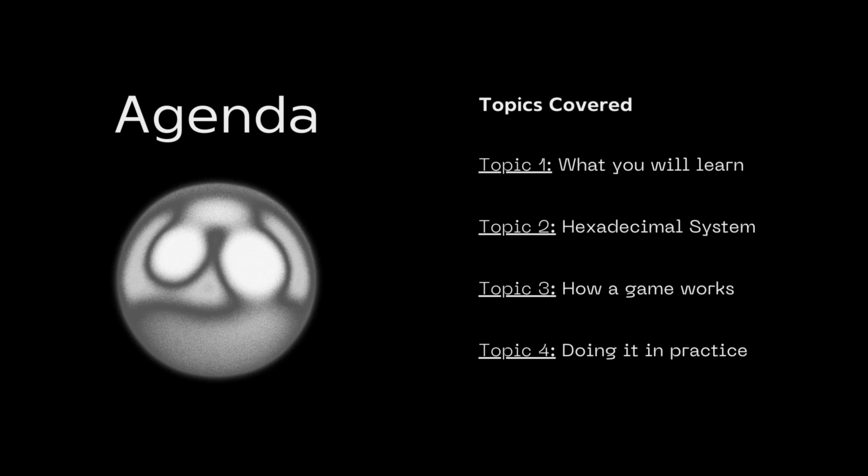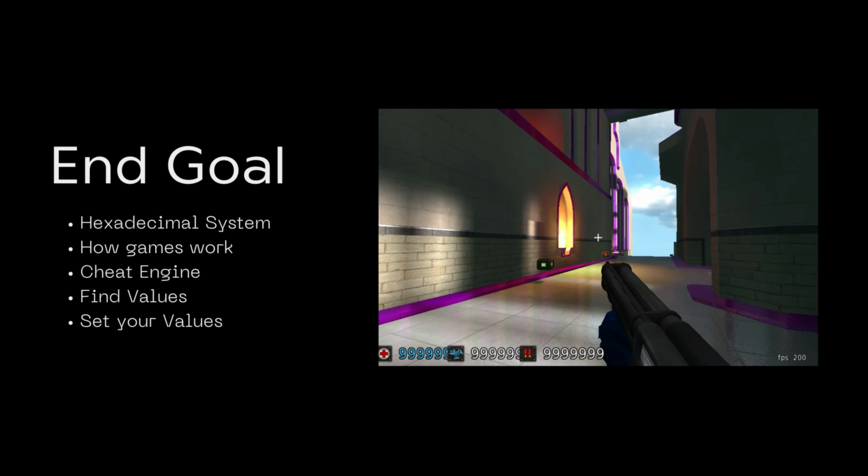Then I'll go over the hexadecimal number system. After that, I'll talk about how games work under the hood. Then at the end, I'll show you how to do it. So by the end of this video, you'll understand the hexadecimal number system, how games work, how to use Cheat Engine, how to find the values you want and set the values you want. And you should get something like in the photo right there.